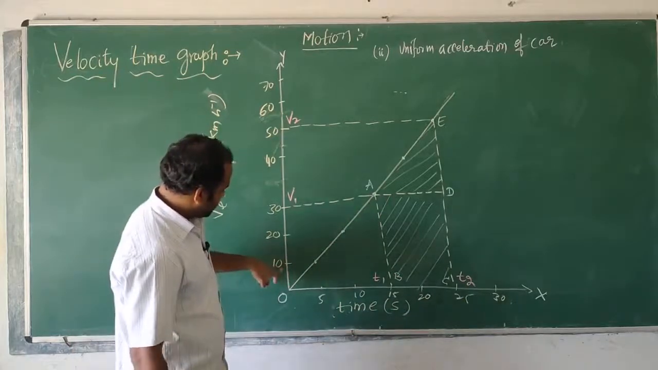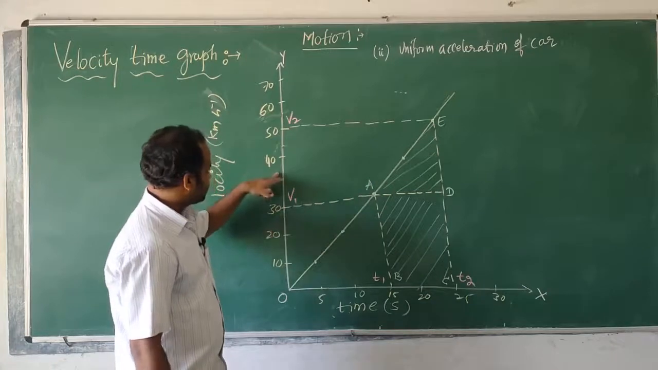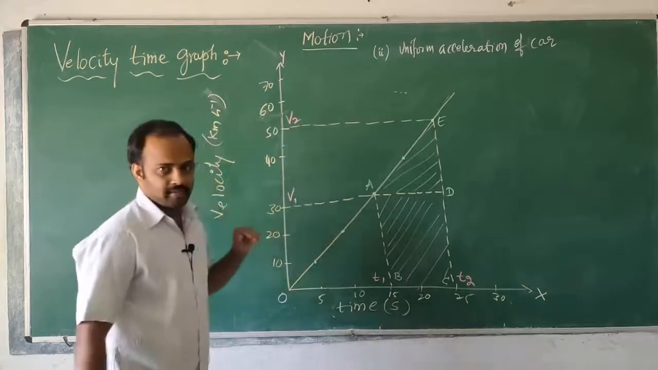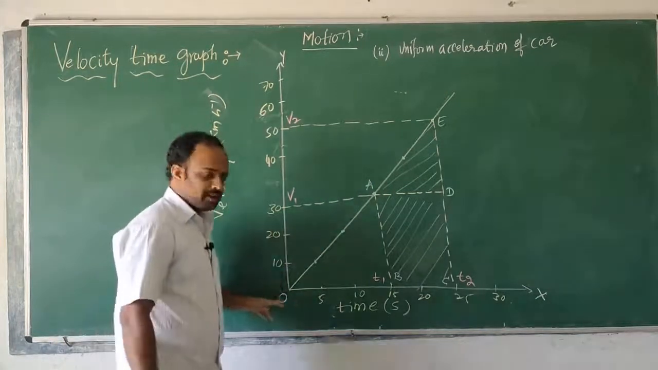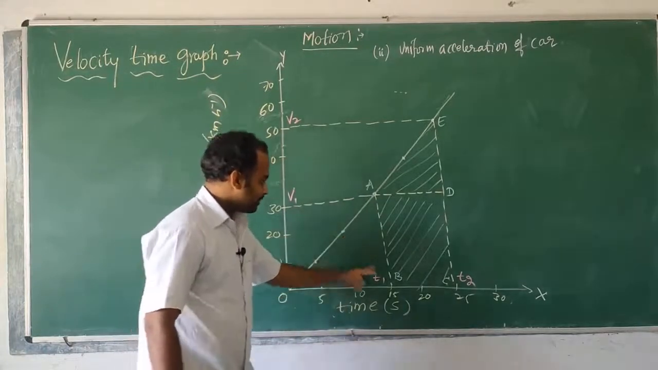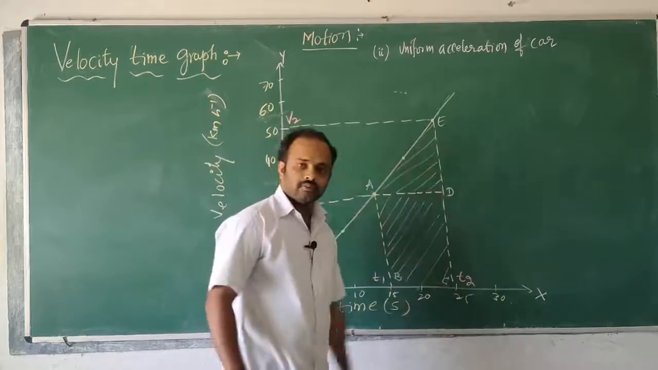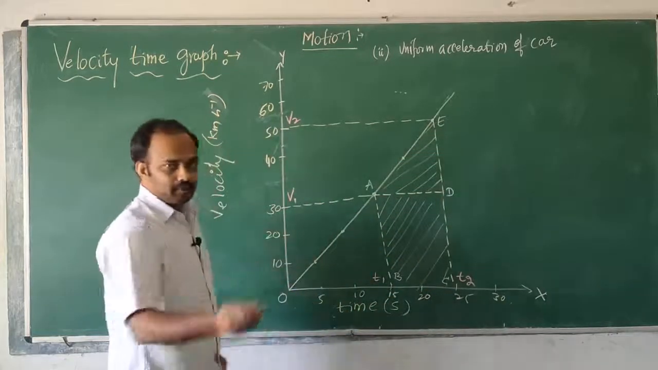And here also the velocity is 10 km per hour in every interval. Okay. For 5 seconds, 10 km per hour. For 10 seconds, 20; 15, 30; 20, 40; 25, 50, and so on.